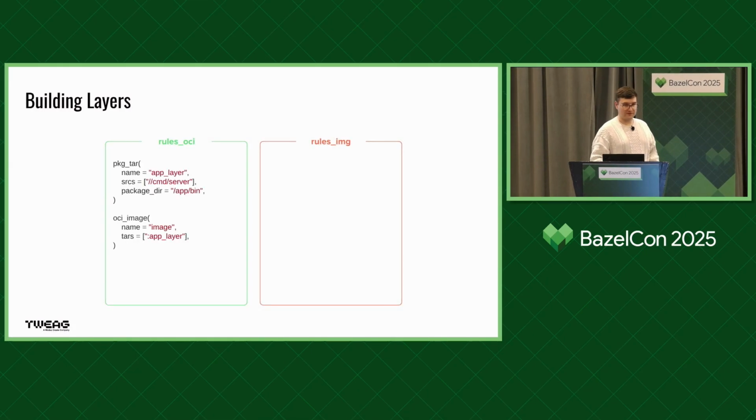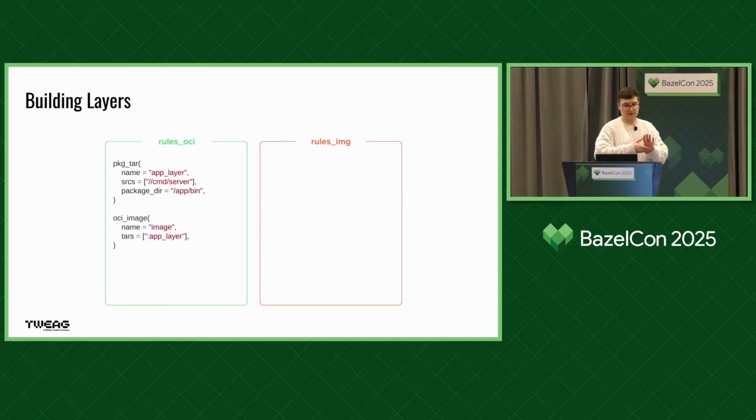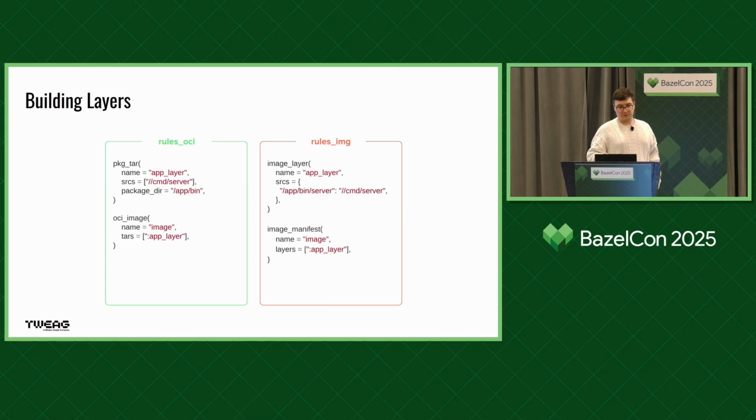So in rules OCI, there's actually no way to build a layer. Rules OCI doesn't tell you how to do it. You can just use other rule sets that assemble tar files, and then you can pass the tar files to rules OCI. And I mean, that's a choice to make it simpler and easy to maintain, but it also leaves a lot on the table in terms of performance. In rules IMG, we do have a custom rule that can produce a tar layer, and it gives you a lot of optimizations.